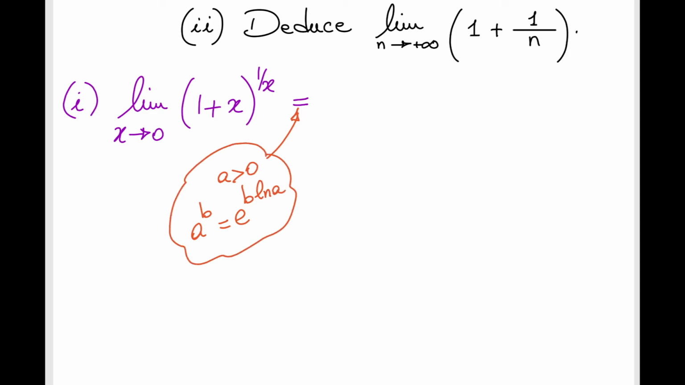Who's the a, who's the b here? Clearly the a is the base, so 1 plus x, and certainly as x approaches 0 from any side, x being so small, that entity is positive, right? That entity is positive, to the power 1 over x. So this becomes the limit as x goes to 0 of e to the power b, b being 1 over x, ln of 1 plus x.